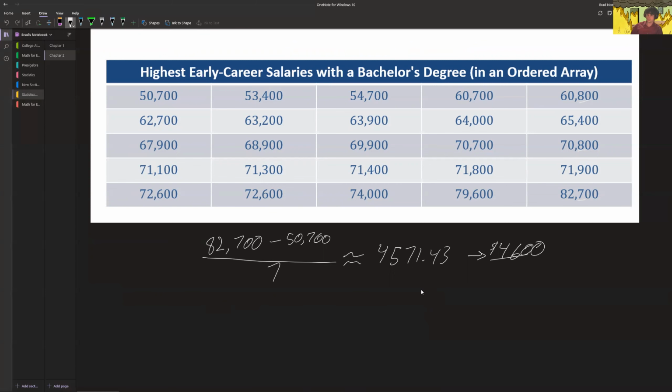Now, if you want to make this look even better, you might say, well, 4,600, that's not great. What if we did 5,000? If you did 5,000, totally fine. Same basic idea here.